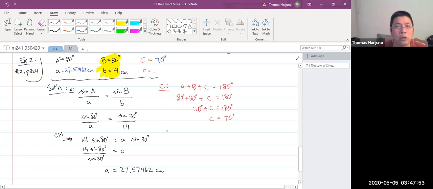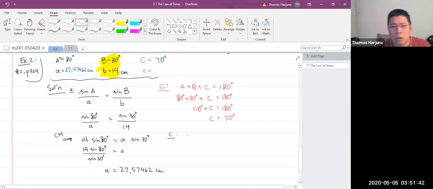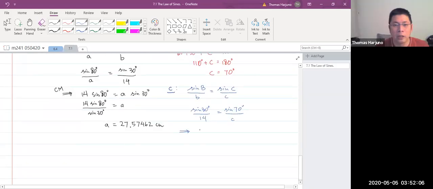Now let me ask you to do this. Find side C. You try. I give you 5 minutes. Now 3 minutes is good enough. Okay, let's continue. So I will use sine B over B equals sine C over C. Okay, and then I plug in numbers. This is sine 30 degrees over 14 equals sine 70 degrees over C. Okay, now then cross multiply, I get C sine 30 degrees equals 14 sine 70 degrees. So C equals 14 sine 70 degrees over sine 30 degrees.